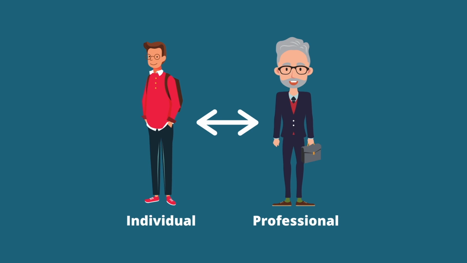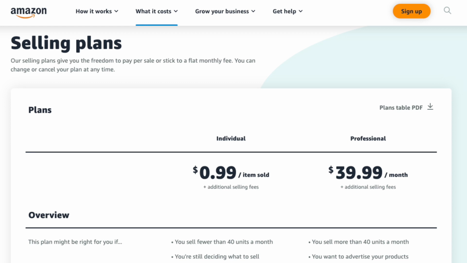If you click that orange button right there that says sign up, you're going to immediately sign up for the Amazon professional account, which you probably don't want to do if you are new to the service and aren't entirely sure if this is going to be for you. The professional account costs $39.99 a month and you get unlimited sales. For the individual account, you only pay per sale that you make. What you pay Amazon is 99 cents flat, regardless of the sale price of that product, per each sale that you make.